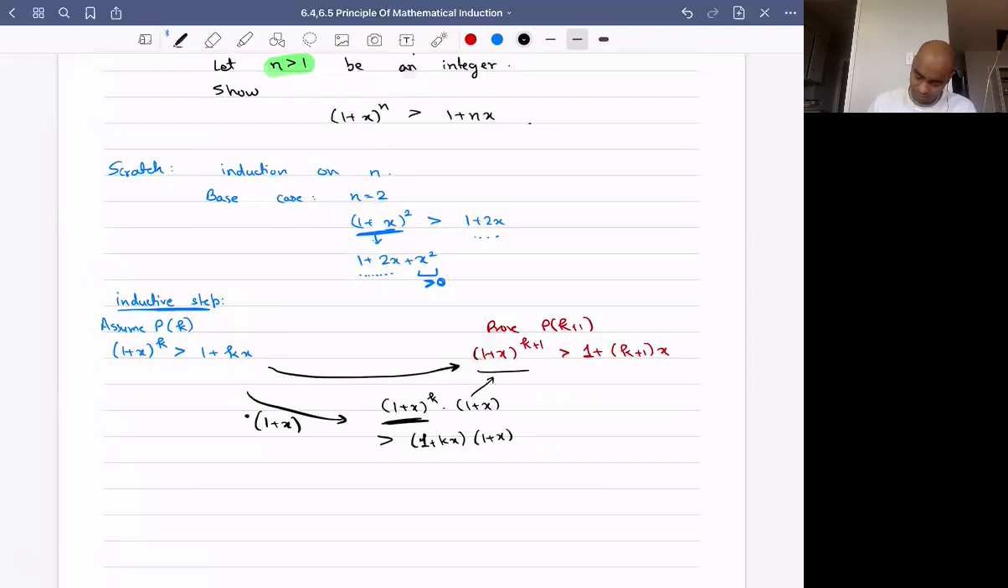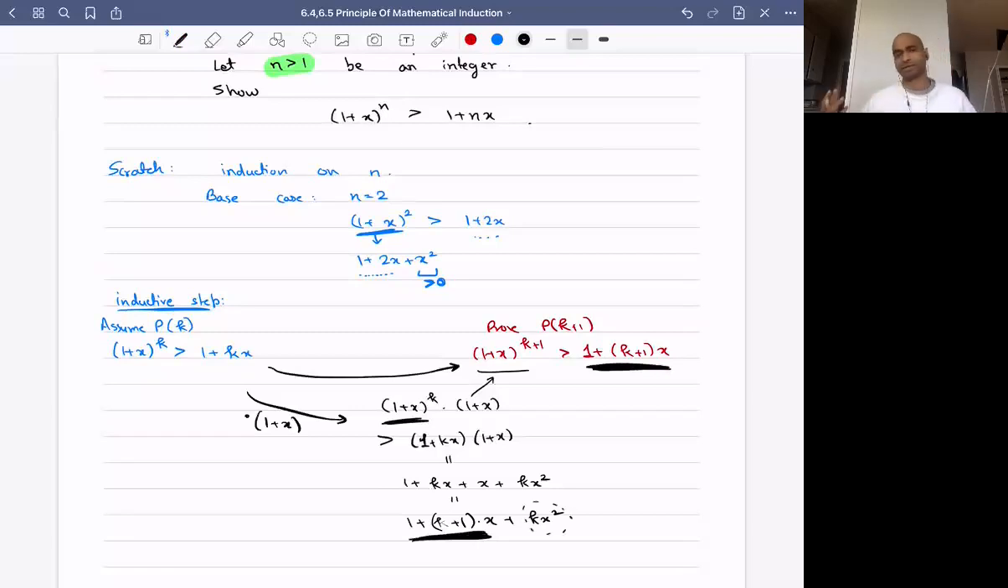Okay. And now I can expand this out and I'll get 1 plus kx plus x plus kx squared. And that then is 1 plus k plus 1, I'm taking x common from the middle. And now let's see what we have. We have 1 plus k plus 1 x here. We have 1 plus k plus 1 x here. And then there is an extra term, which is a positive term. And so we will get that the left hand side is greater than the right hand side. Great. So this tells me that I have a strategy for proving.